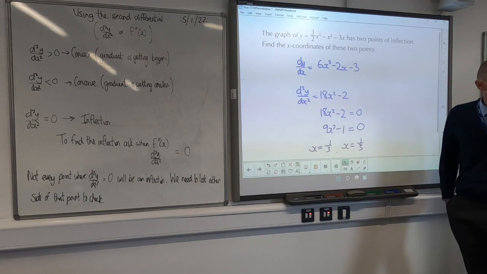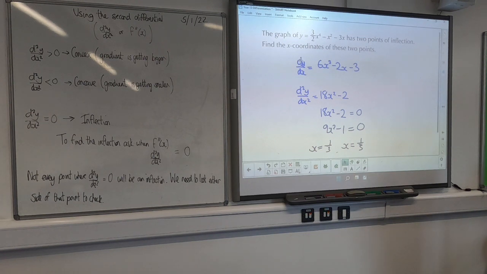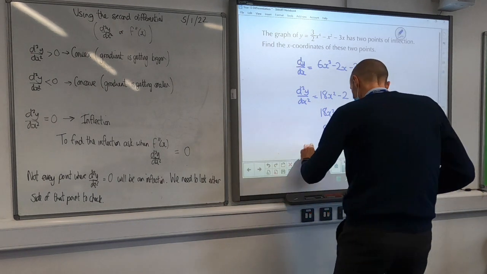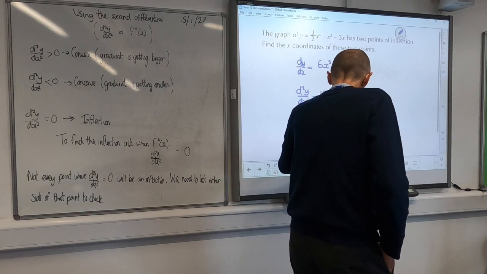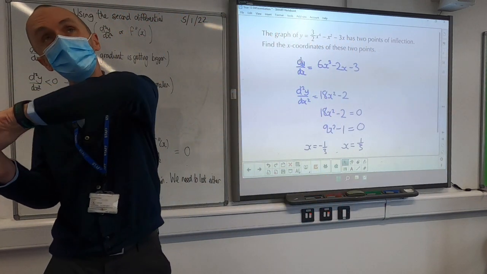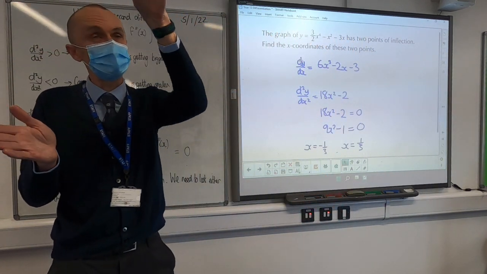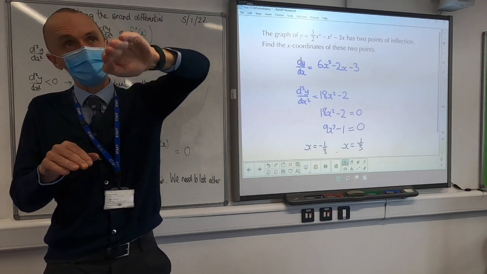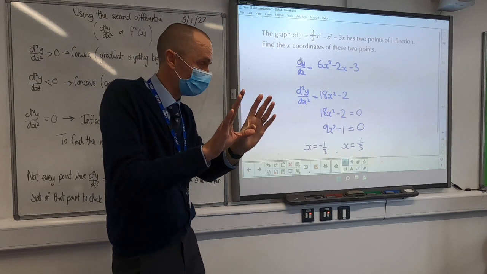Actually, that's the difference of two squares. So you could factorise it as 3x minus 1, 3x plus 1. Anyway, we've got our two not turning points, two inflections at minus a third and plus a third. So these are the points where it stops going like that and starts going like that, or stops going like that and starts going like that. They're not turning points.